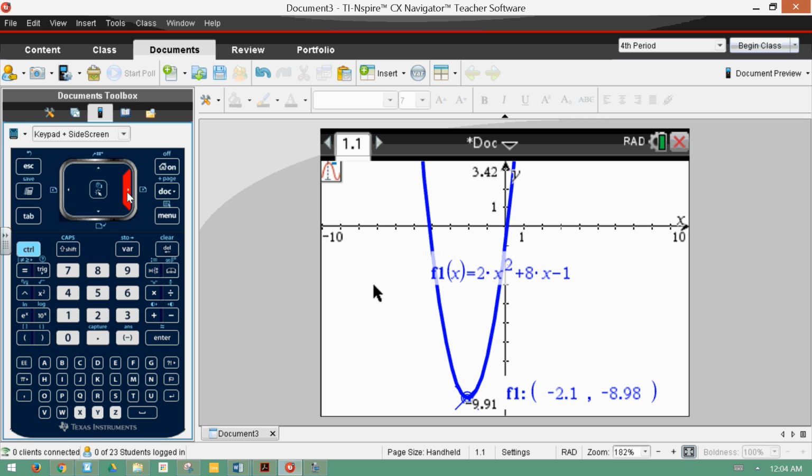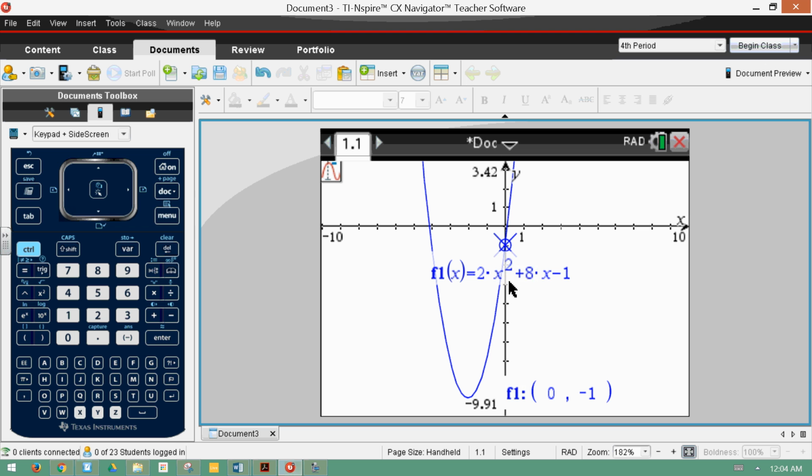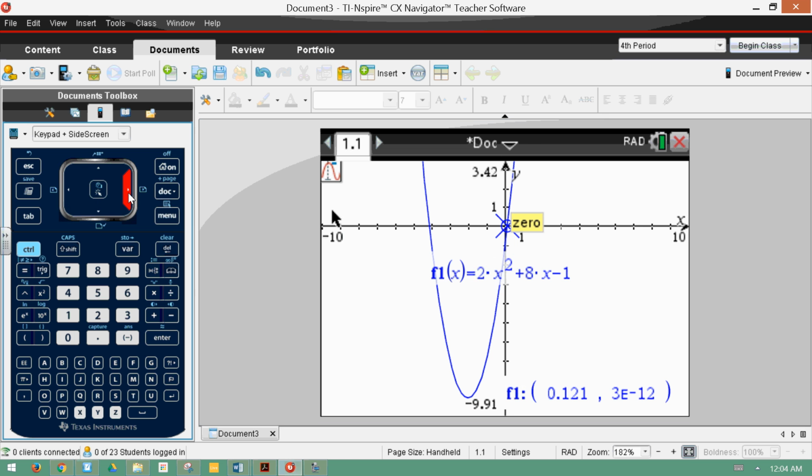I got a minimum. The minimum is also called the vertex. Depending on the graph, the vertex is either a minimum or a maximum. In this case, it's a minimum. The vertex is a minimum at the point negative 2, negative 9. And then if we keep going, we see the y-intercept. Let me move this out of the way. The y-intercept is at 0, negative 1. And then there's a 0 at 0.121, at that x value.